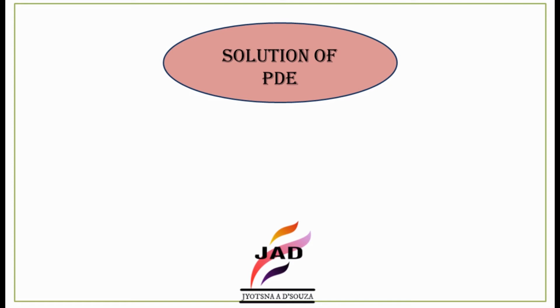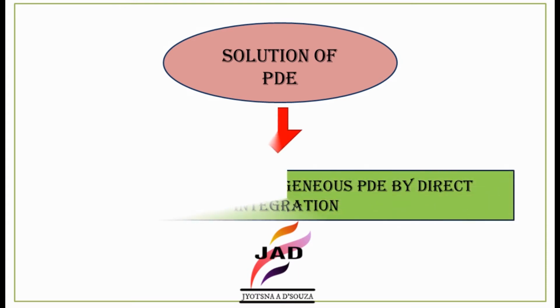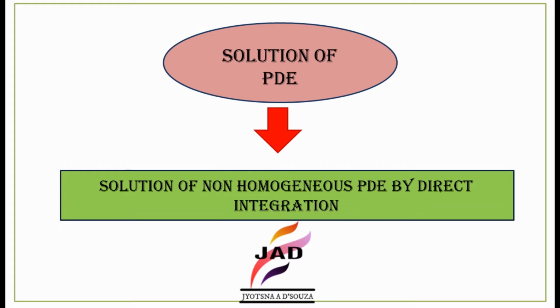A solution or integral of a PDE is a relation between the dependent and independent variables satisfying the equation. It is important to note that the same PDE can have many independent solutions. So in this video, we'll see the solution of non-homogeneous PDE by direct integration. In this method, we find the dependent variable, which is the solution, by removing the differential operators through the process of anti-differentiation, that is, integration.